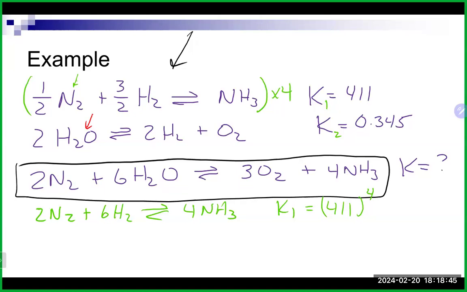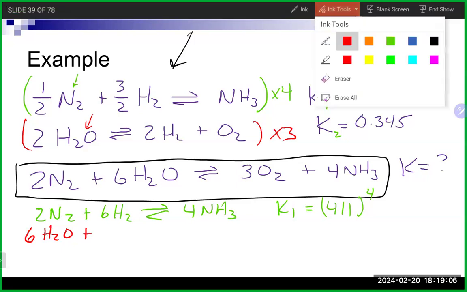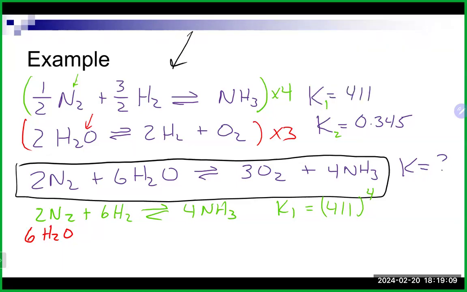But again, when I'm all said and done, I need 6 waters and I only have 2, which means I got to do a little multiplying by 3 in this case, right, to get me the proper number. Again, we're going to multiply everybody in that equation by 3, not just the one that we need. That's going to give me 6 waters. Goes to 6H2 plus 3O2. My K2 in this case is 0.345.